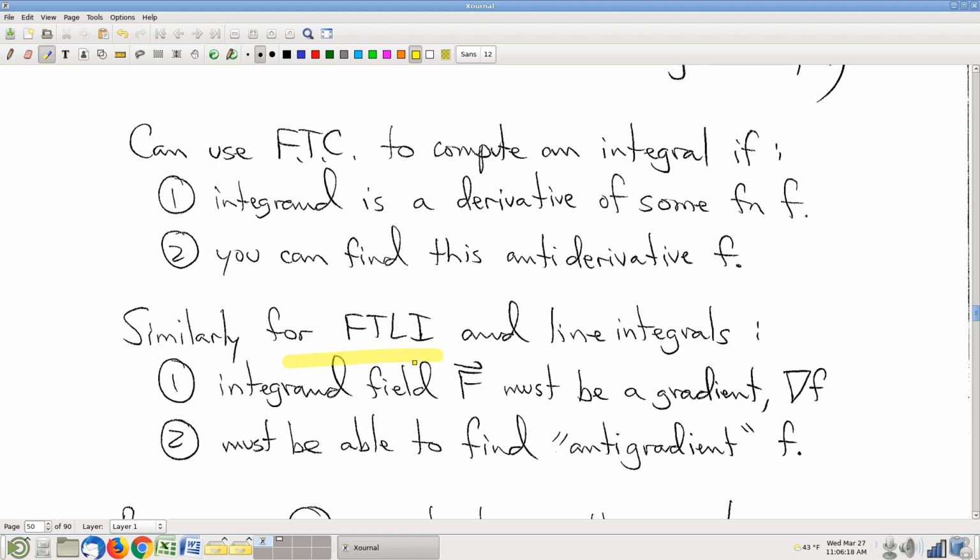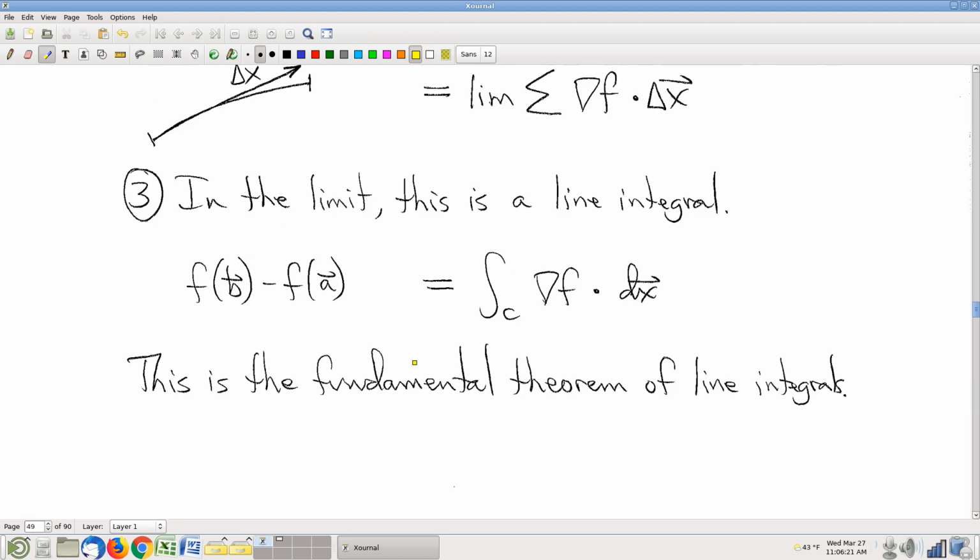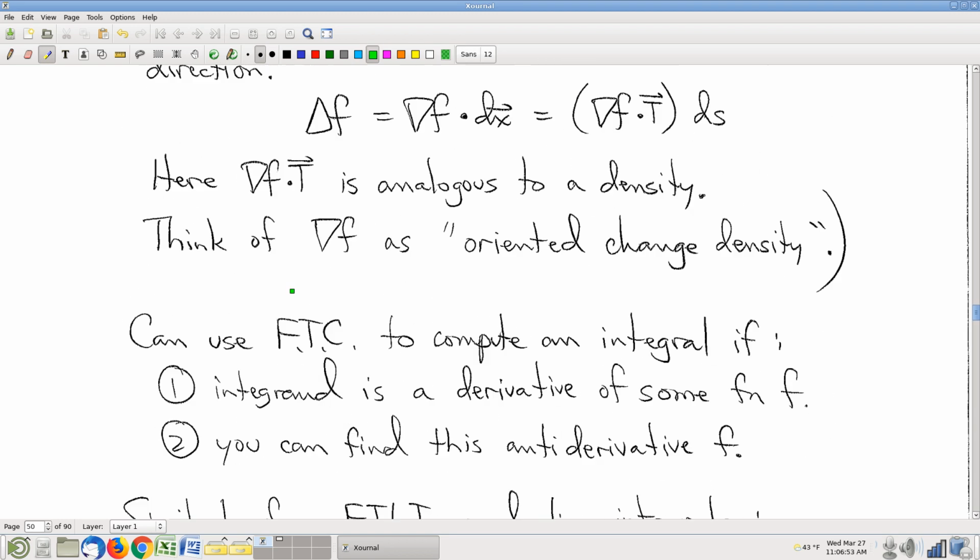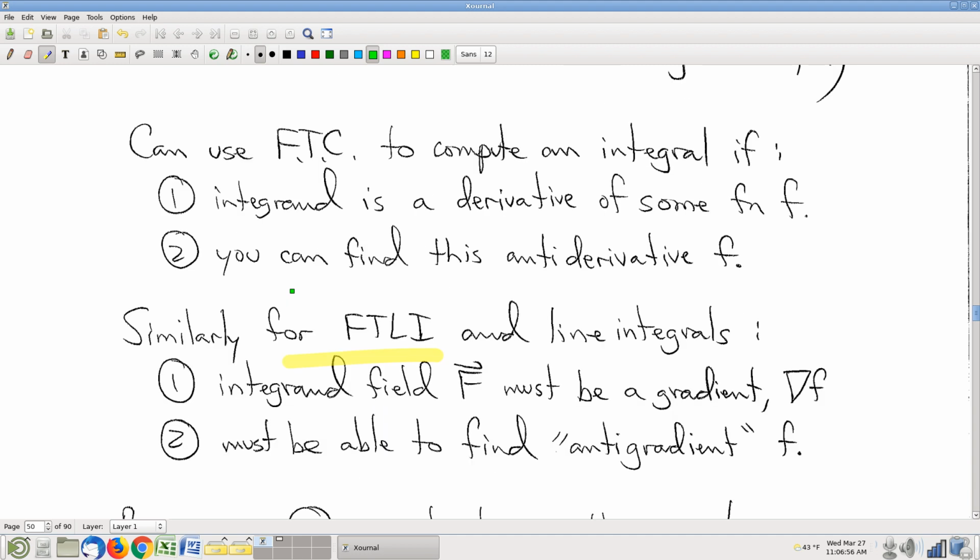If you want to use the fundamental theorem of line integrals, well, here it is. If your integrand is a gradient, and if you can find this function, the thing whose gradient is your integrand, how would we say that? The gradient of f is my vector field, so what is it that I do to the vector field to get f? I like the term anti-gradient, highly analogous to antiderivative. I like to think of f as the anti-gradient. So if your integrand is a gradient, and if you can find your anti-gradient, then again, hey, you're off to the races. You've got a tool for computing integrals.